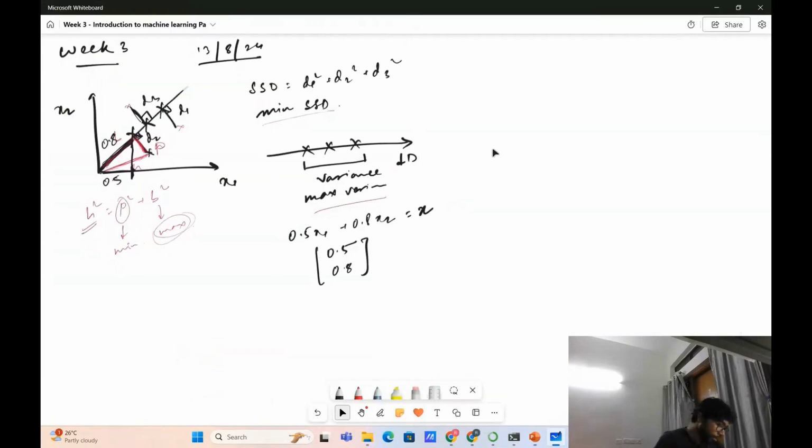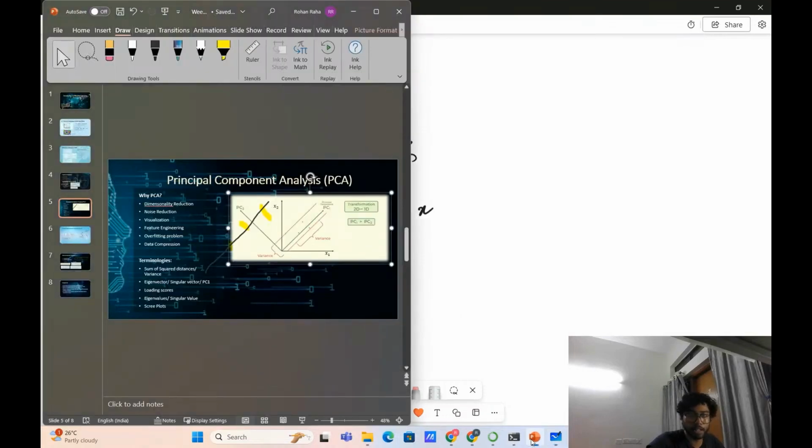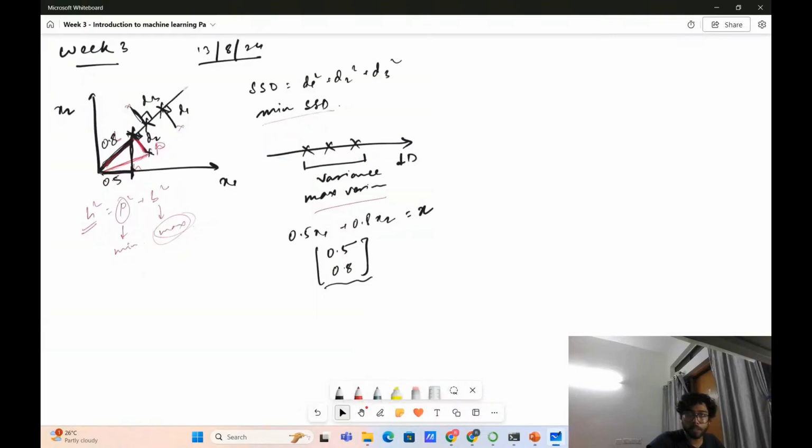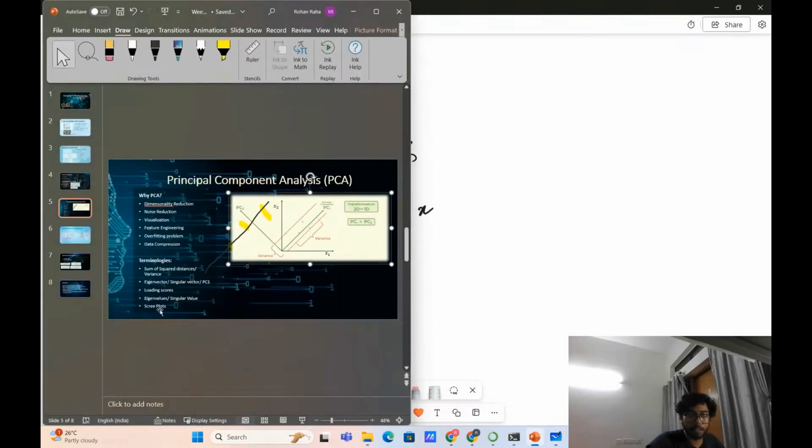Okay. Yeah, so as I was saying, in constructing this new vector, you're going 0.5 towards the x1 direction, 0.8 towards the x2 direction, and so you're getting the new vector over here. So that's how you get the eigenvector. Your 0.5, 0.8 is your new eigenvector. Okay. So the next terminologies are eigenvalues, loading scores, eigenvalues. These I will skip. Scree plots. Okay, so these I will explain while I am doing this.